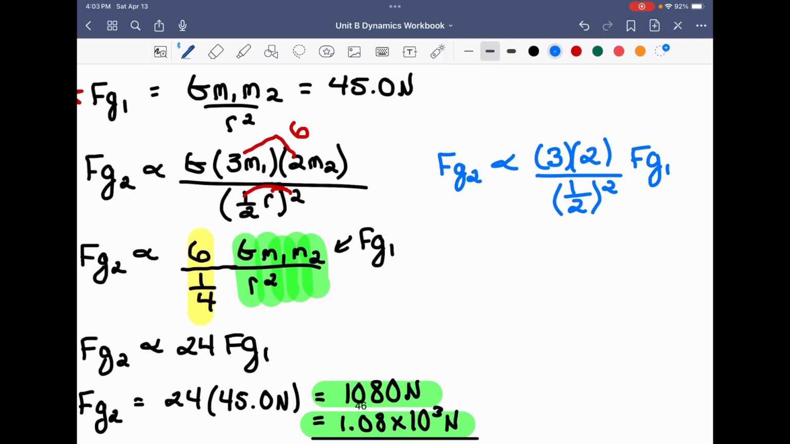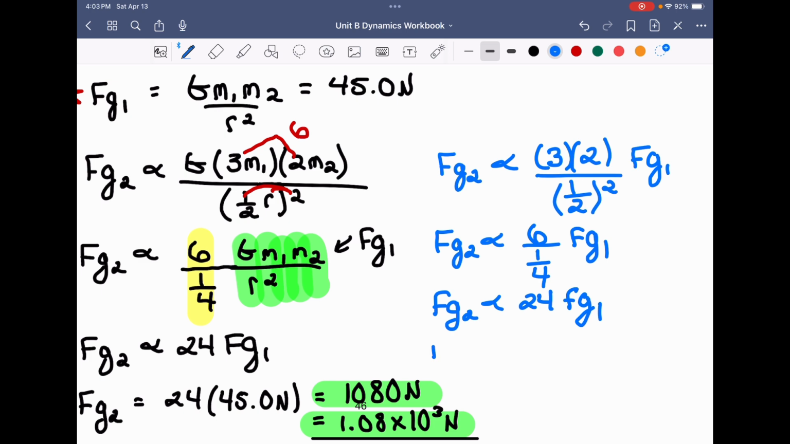Now, what I'm going to do is continue this below and say Fg2 is proportional to 6 divided by 1/4, just like I did before. And again, it's a reflection of the change of F1. Fg2 is proportional to 24 Fg1, and therefore Fg2 is equal to 24 multiplied by 45.0 newtons, which then leads us back down to the exact same solution.